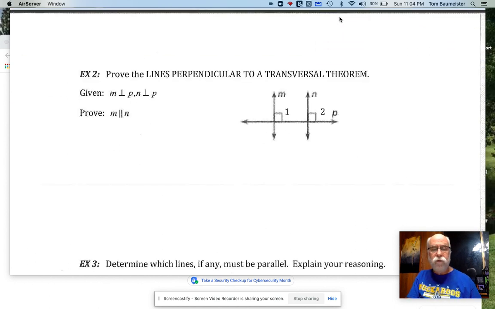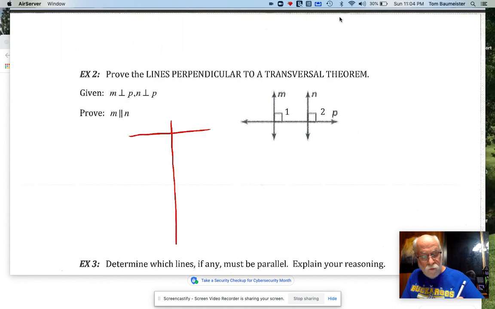All right, pretty straightforward. Again, we're not doing as many proofs, but I still like to show you one once in a while. Let's go ahead and work this one out. We're going to prove the lines perpendicular to a transversal theorem. So again, let's do our statements and our reasons.